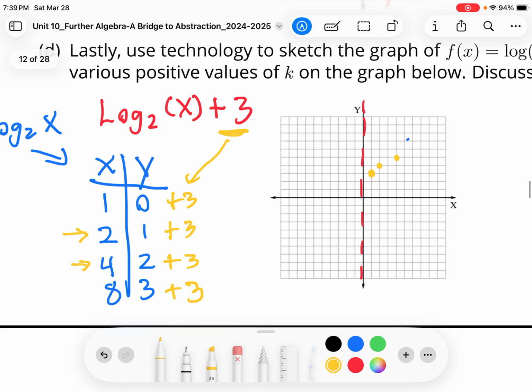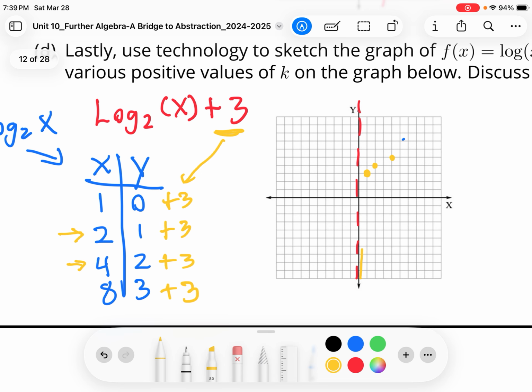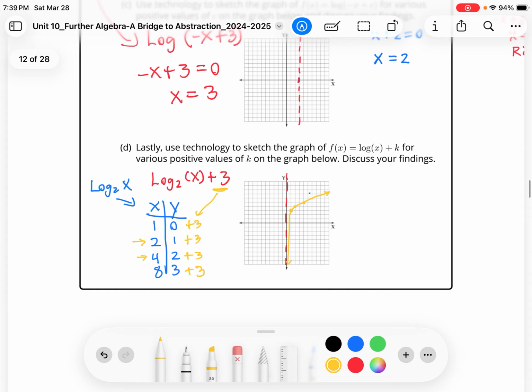And we can kind of leave it there if you like. And again, don't forget that the shape in general looks like this, hugging the vertical asymptote, and it goes like that. All right, so that's mainly all you need to know for this.